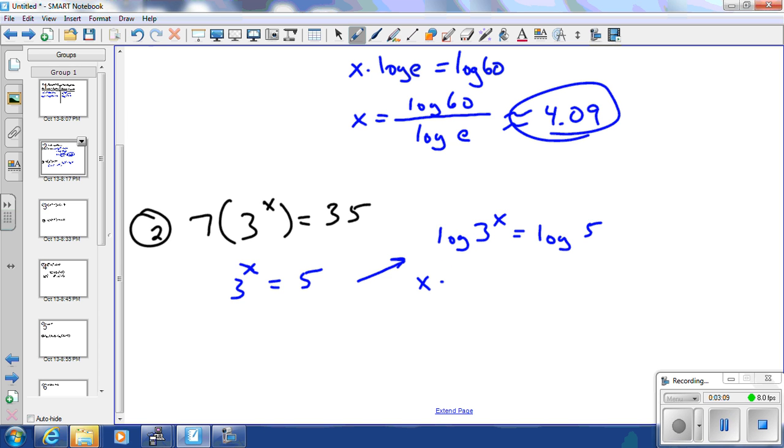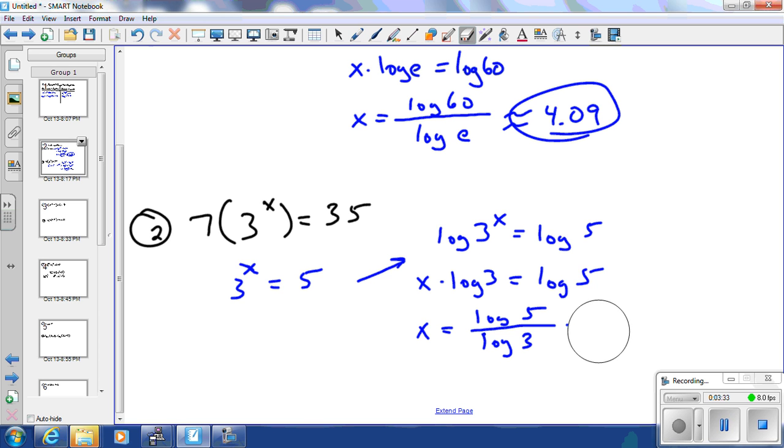Exponent rule allows me to move that exponent out in front. So x times the log of 3 is equal to the log of 5. So I'm going to get my x by taking the log of 5 and dividing by the log of 3. This is going to be approximately equal to, I accidentally put an equal sign. Oops. Important to note, I am going to be rounding. So we do the log of 5 divided by the log of 3. You can do that in your calculator. You get about 1.46.